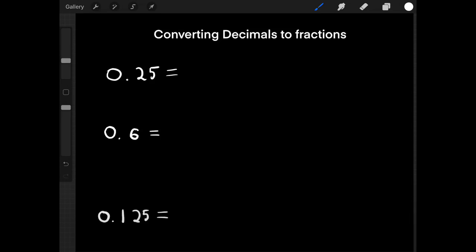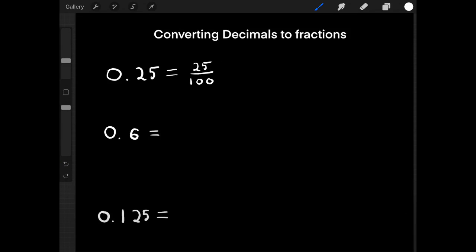We're going to be converting decimals into fractions. To start things off, we're going to start by converting this number right here into a fraction. Now we can start this off by turning this into a numerator over 100. So it's 25 over 100, and we do this because 0.25 rests in the hundredth spot.